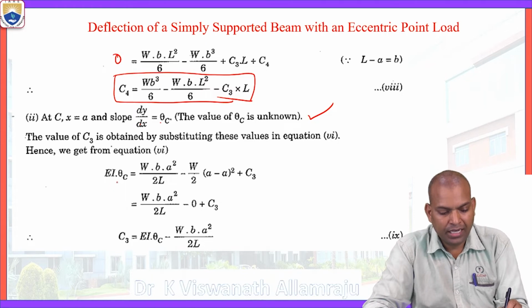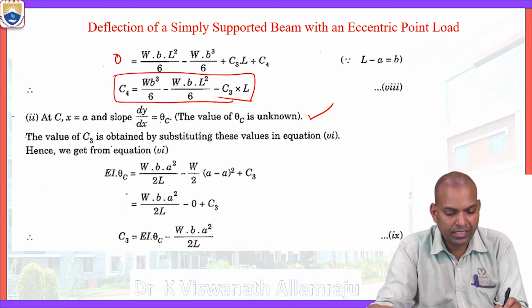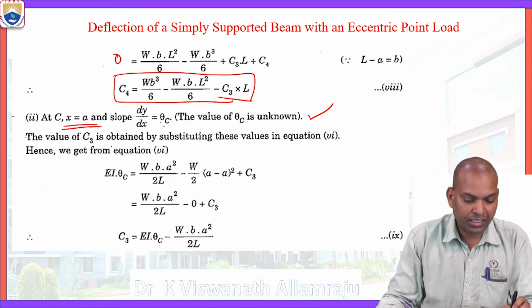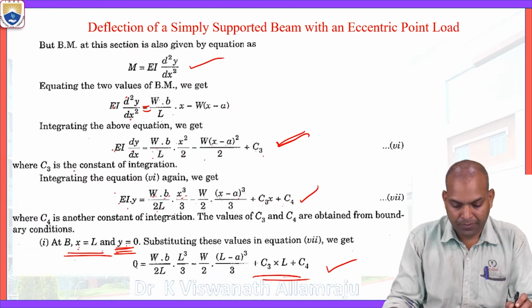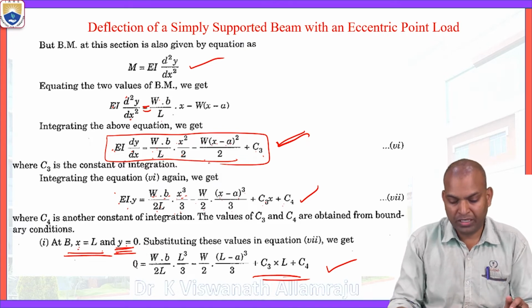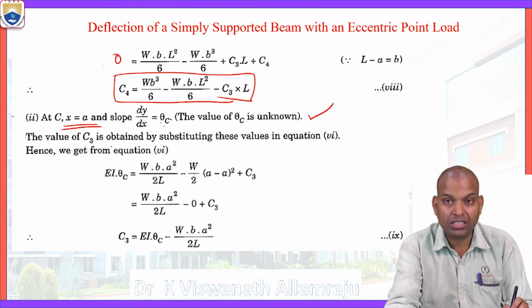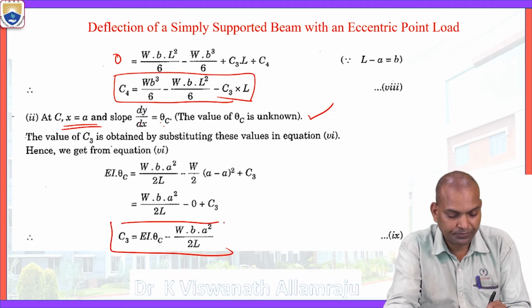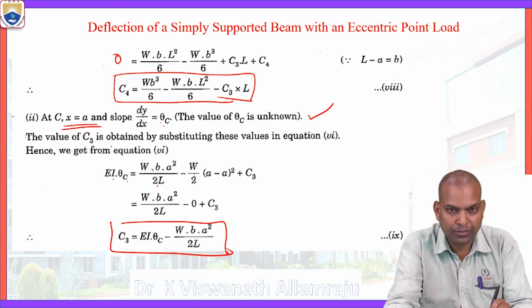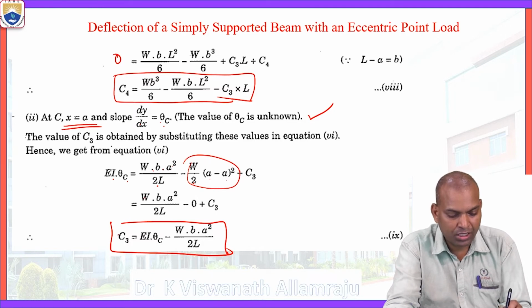Now we have to integrate. Substitute this dy by dx, theta c, at x equal to a in the slope equation. Substituting in the slope equation, we can obtain c3 in terms of slope theta c. So EI times theta c equals wb a square by 2l minus w by 2 (a minus a) whole square plus c3. This term becomes 0. Then c3, in terms of slope theta c, is EI theta c minus wb a square by 2l.